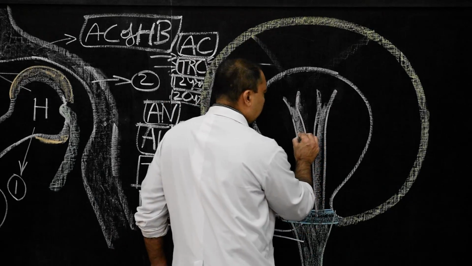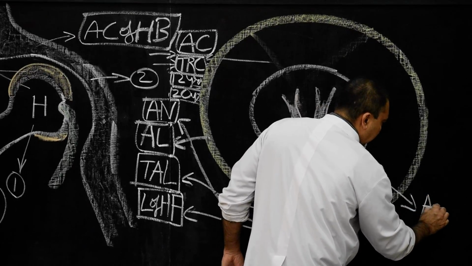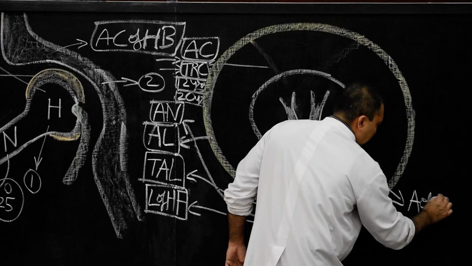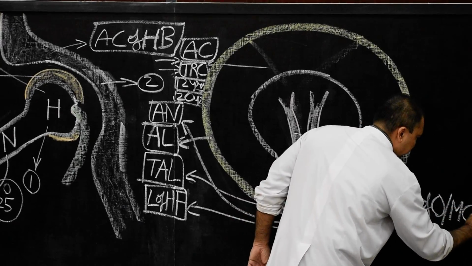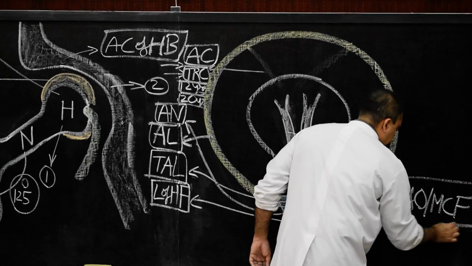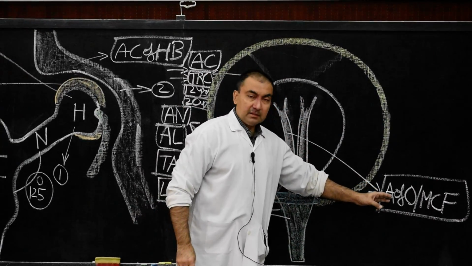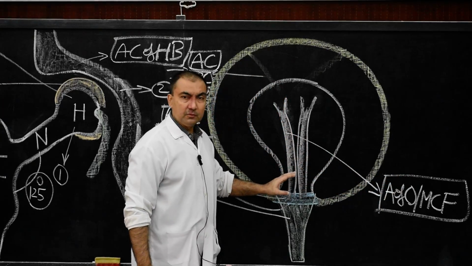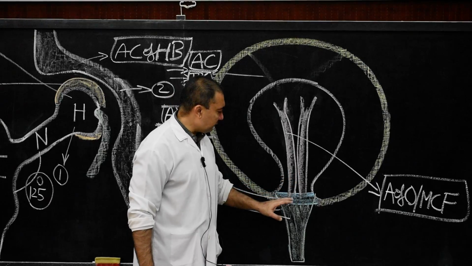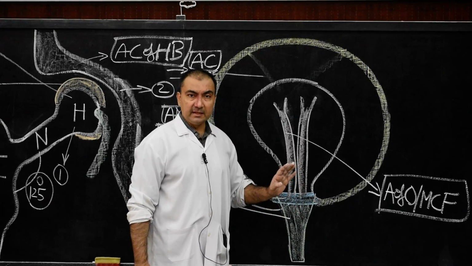So therefore here we are going to mark this as the acetabular branches of obturator and medial circumflex femoral vessels. Please note down. These are the acetabular branches of obturator and medial circumflex femoral vessels, which will pass between acetabular notch and transverse acetabular ligament.